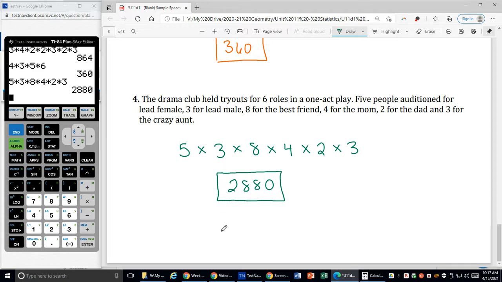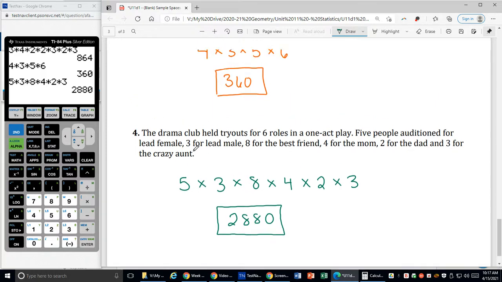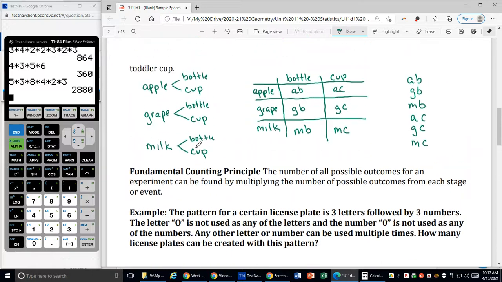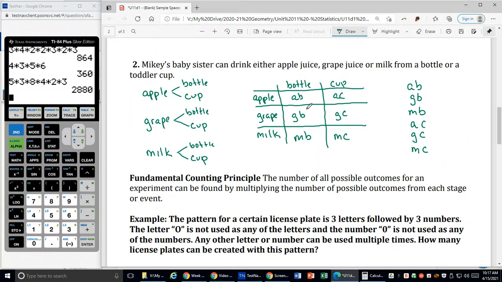Okay? All right, so that is the fundamental counting principle. All you have to do is multiply the number of choices in each event that you're doing for the activity. And then the other thing we did in this lesson is we looked at tree diagrams, tables, and organized lists of possible outcomes in situations.